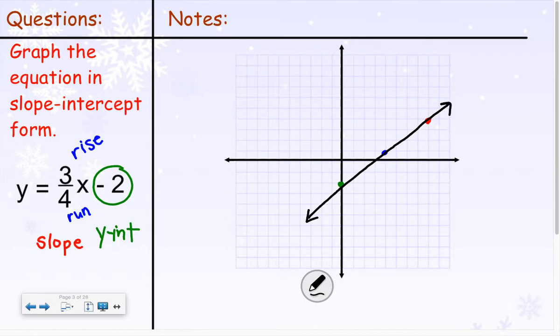So now if I want to check if my line is right, look at where my line crosses the y-axis. It's at negative 2. And if I count my slope, I'm rising 3, running 4. Check it again. Rise 3, run 4. So my line is correct.